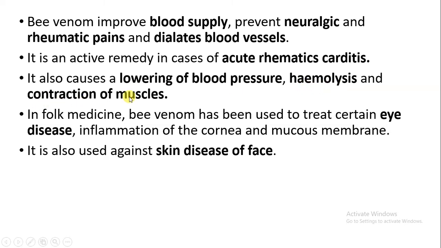And it also causes contraction of muscles. And here it is also used to treat eye disease. It is also used to treat the inflammation of the cornea and mucous membrane, and it is also used against skin disease of the face. So this is how the uses of the bee venom are, and here the video ends, and thank you very very much.